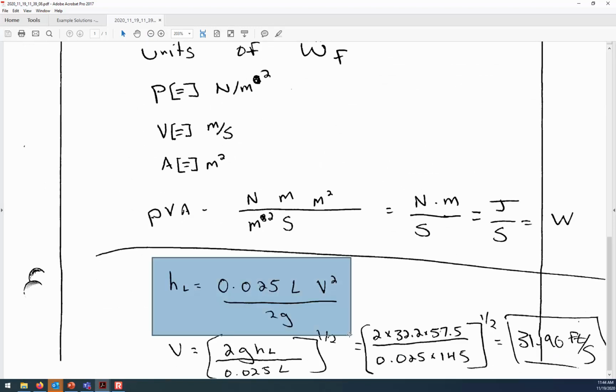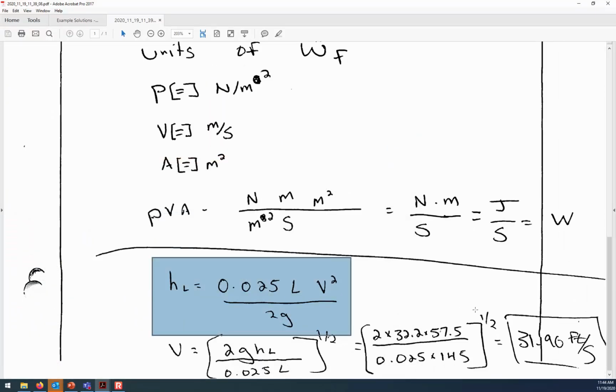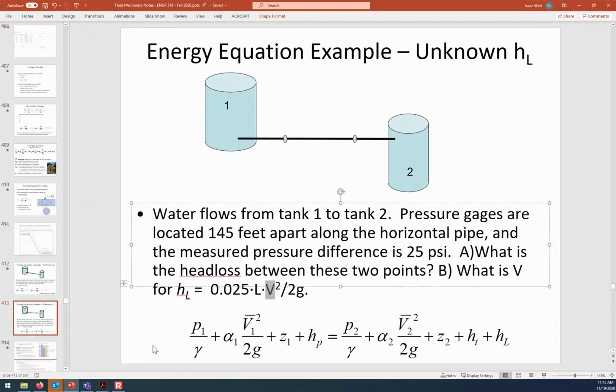Rearrange it for velocity. Just algebraically, we're multiplying both sides by 2g and then dividing both sides by 0.025 L, and then taking the square root of both sides. And so the velocity of the flow through that pipe, to cause such an enormous decrease in pressure between those 2 points, would have to be 31.9 feet per second. If it's 57.5 feet of head loss, and the length of the pipe is 145 feet, then that would be the velocity required to cause the pressure change that's observed.